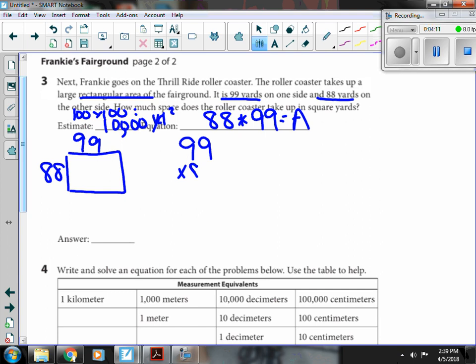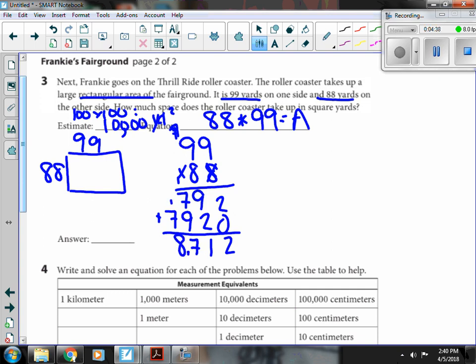Now to set up my problem, 8 times 9 is 72. 8 times 9 is 72, plus 7 is 79. Get rid of that, add my 0. 8 times 9 is 72. Carry my 7 again. 8 times 9 is 72, plus 7 is 79. And then 2 is 11, 17, 8. So it takes up 8,712 square yards.